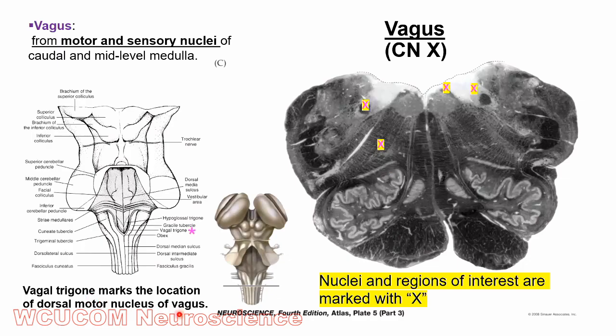Now gross anatomically, a vagal trigone marks the location of the dorsal motor nucleus of vagus. Okay, that's going to be up here, just above your hypoglossal nucleus. So your hypoglossal nucleus nerve comes out like that. I expect kind of a slender, more elongated dorsal motor nucleus of vagus. And then your nucleus of solitary tract. This is the solitary tract itself.